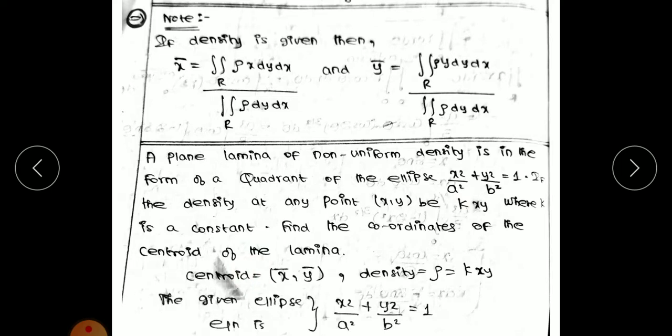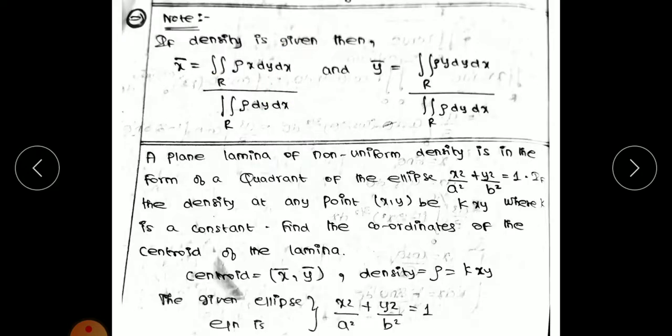We know that the centroid is (x bar, y bar). The density rho is equal to kxy, and the given ellipse equation is x squared by a squared plus y squared by b squared equals 1. Therefore x bar can be written as the double integral over R with kxy in place of rho in the definition, so rho into x dy dx and rho into dy dx. We are writing it like that.